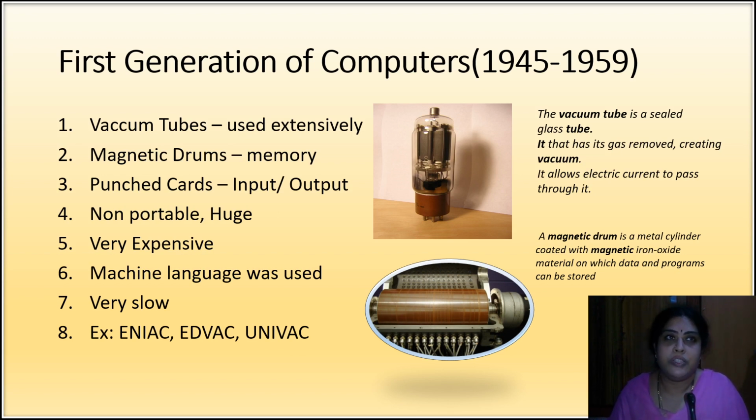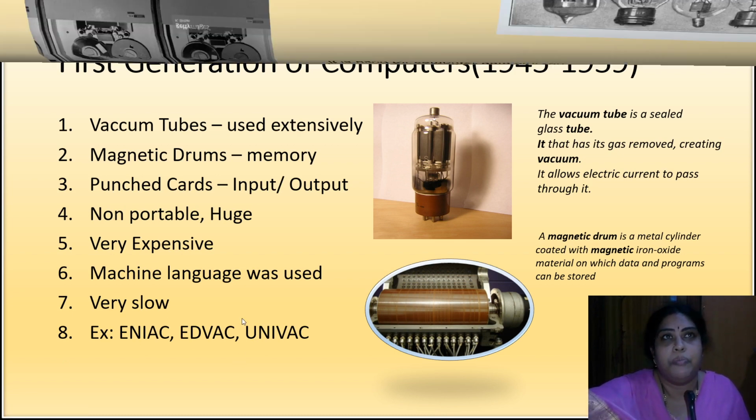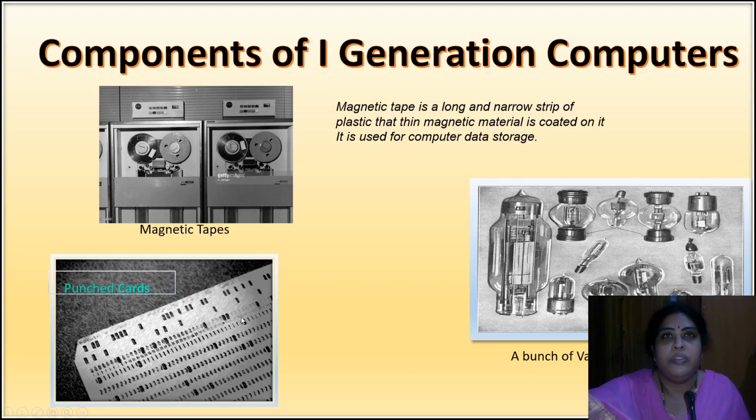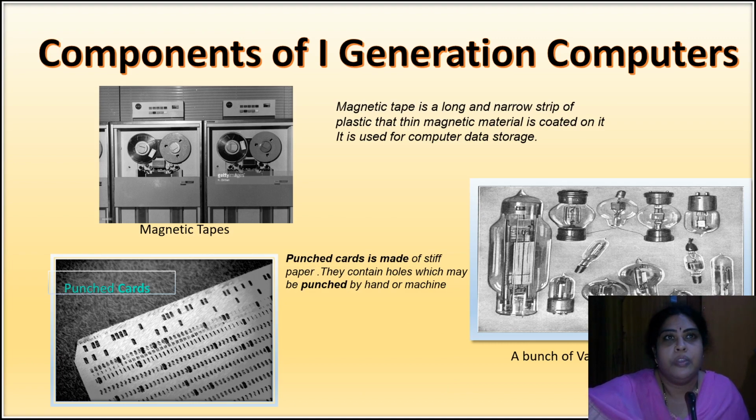The computers which were developed during this time were ENIAC, EDVAC, and UNIVAC. I will just briefly tell you about these 3 computers which were developed during the first generation. So these are some of the components of the first generation. You can look at them there. The magnetic tapes were used for data storage, along with the punch cards and the vacuum tubes.